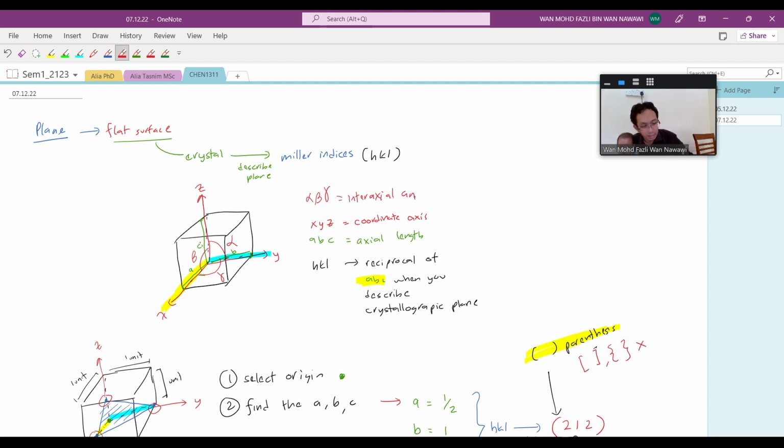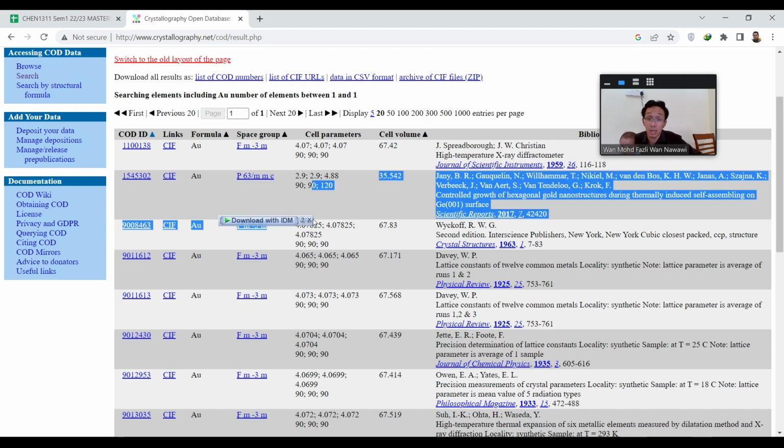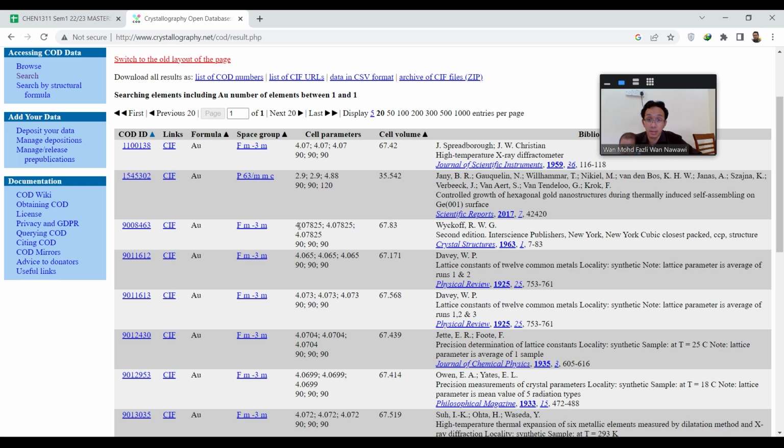So if you look at the COD just now, the top one, 4.07, is in angstrom or nanometer, I don't remember, and this is the angle. The angle is 90. So by looking here, straight away you can see that the angle is a right angle. So it is basically cubic. By looking at this alone, you already know this is a cubic system. Some are not really cubic.